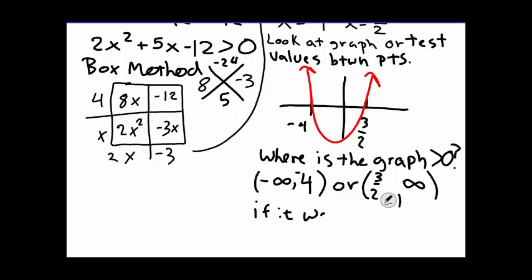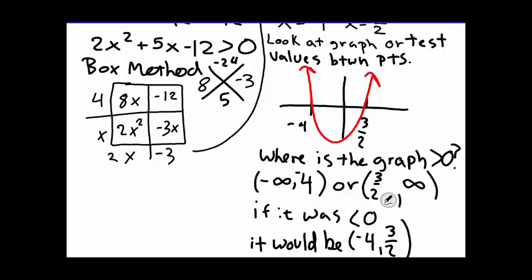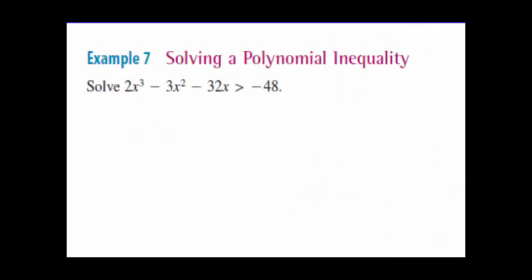So notice if it was less than 0, we'd be worried about where it's below 0. So it'd be -4 to 3/2. So notice we don't use square brackets because 0 is not included; we would have to have an equal sign there.